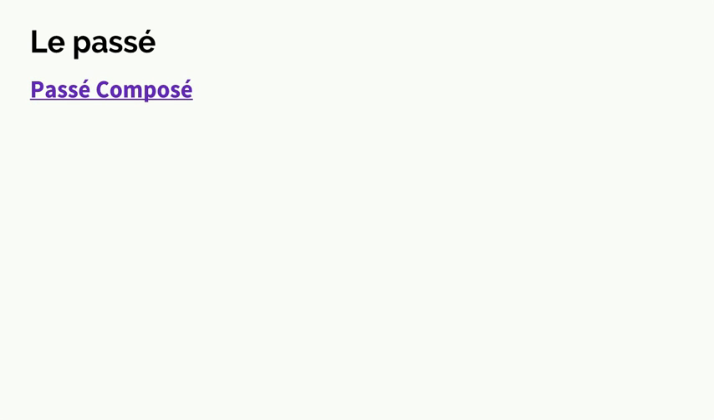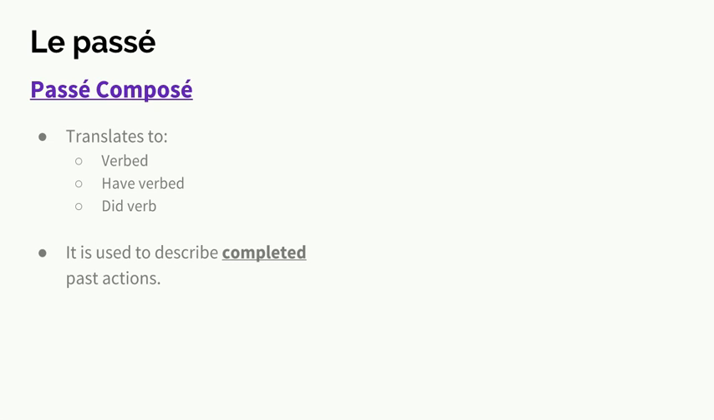First, we have passé composé. We've already learned passé composé, and it has three translations in English. So for example, if I had the sentence j'ai marché en français, that would translate to I walked, I have walked, or I did walk. So in French it's just one single verb, j'ai marché. In English we have three different verbs: walked, have walked, or did walk. Le passé composé is used to describe completed past actions.